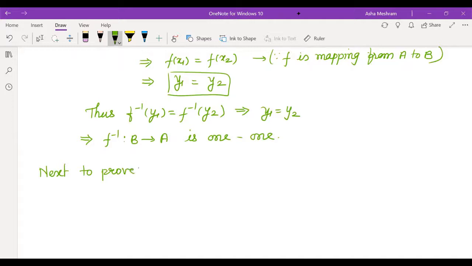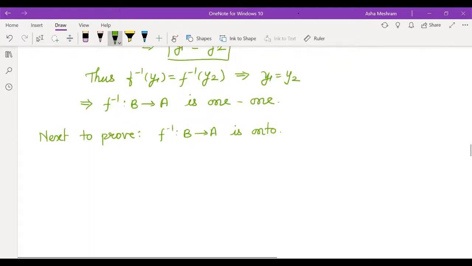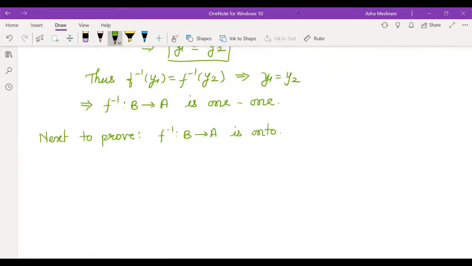to prove f inverse mapping from B to A is onto. Just remember one thing, whenever we prove any mapping is onto, we have to start from the codomain of that particular mapping. Here our mapping is f inverse. Again, this is f, which goes from A to B, and we are dealing with f inverse, so this mapping is from B to A.